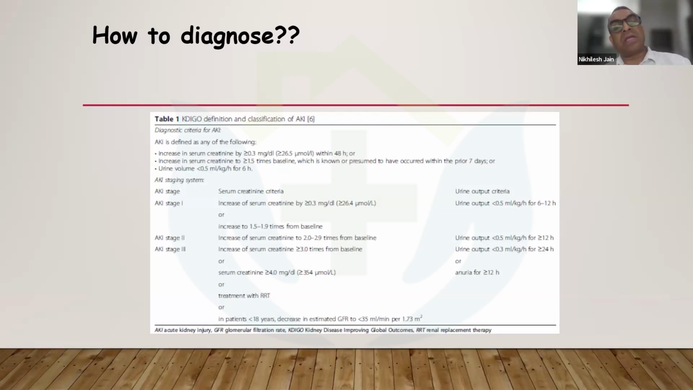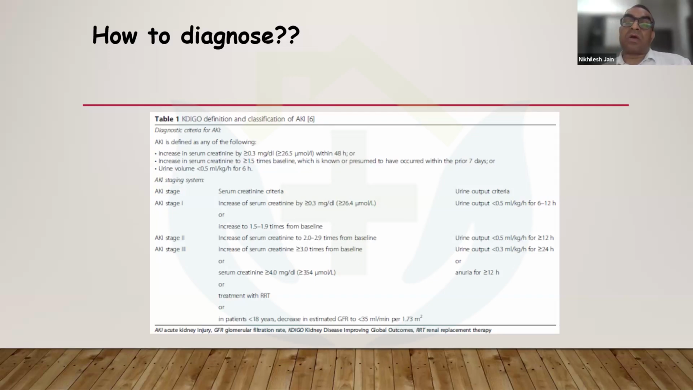Or an absolute value of serum creatinine more than or equal to 4 milligram per deciliter, or the patient requiring renal replacement therapy, or in patients who are less than 18 years of age, a decrease in estimated GFR to less than 35 mL per minute per 1.73 square meter of body surface area. When it comes to urine output criteria, for stage 1 you've got urine output of less than 0.5 mL per kg per hour for 6 to 12 hours.